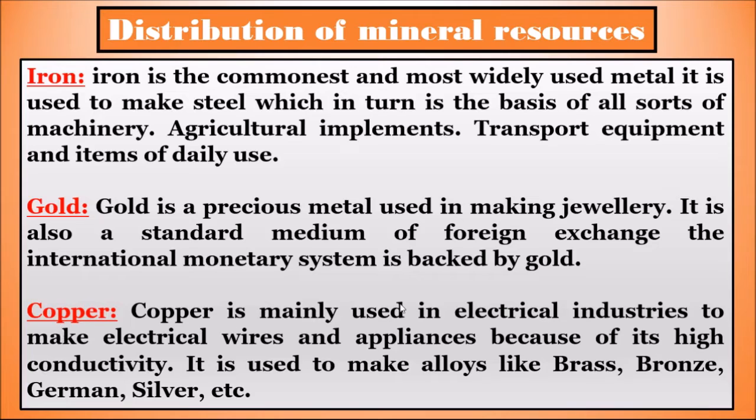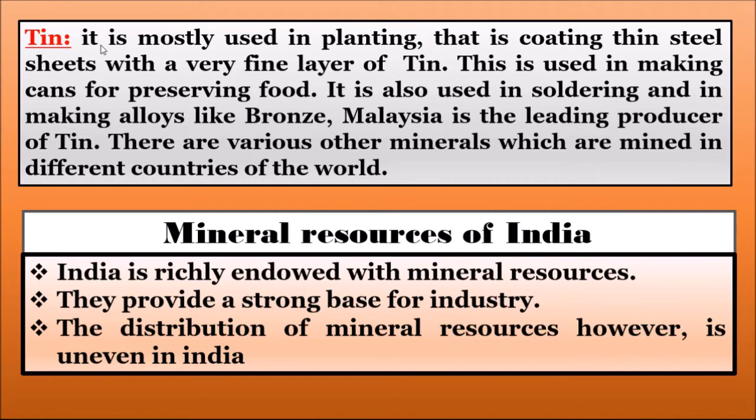Copper is mainly used in electrical industries to make electrical wires and appliances because of its high conductivity. It is also used to make alloys like brass, bronze, German silver, etc. Now, next is tin. It is mostly used in plating, that is, coating thin steel sheets with a very fine layer of tin. This is used in making cans for preserving food. It is also used in soldering and in making alloys like bronze. Malaysia is the leading producer of tin.